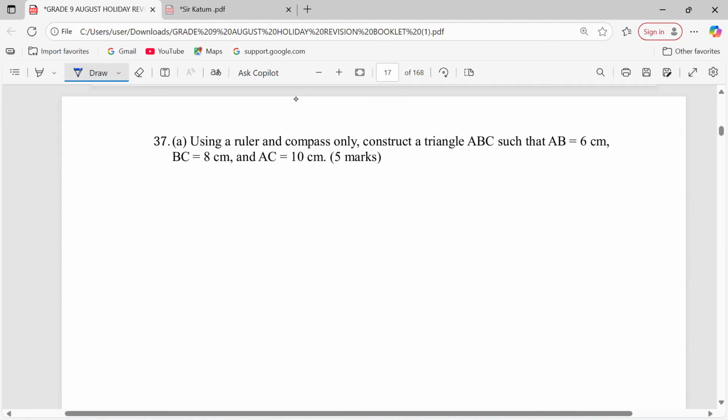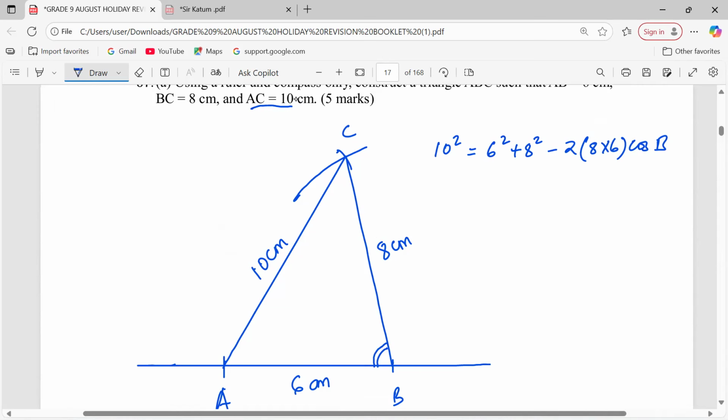When we take 10 squared, we should get 6 squared plus 8 squared minus 2, 8, and 6, the cosine of the angle at B. Then now, we can have it worked out. 100 minus 36 minus 64, giving us 0. Then 0 equals to, this is a negative.